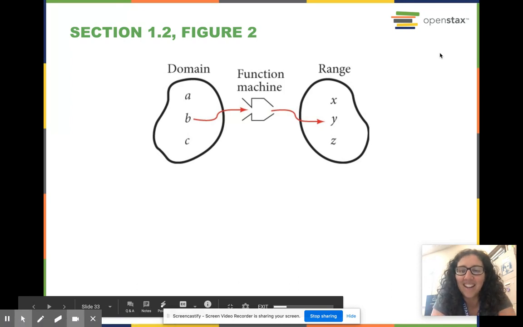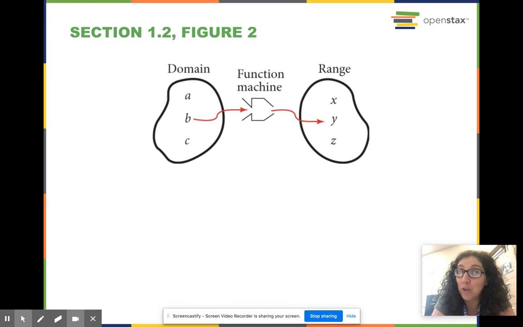Okay, continuing on with section 1.2, we are going to talk about domains and ranges of functions and express them using the interval and inequality notation that we practiced in the last video. So just to review, if we've got a function that goes from a domain to a range, you put a value from the domain into the function, and out comes a value in the range.